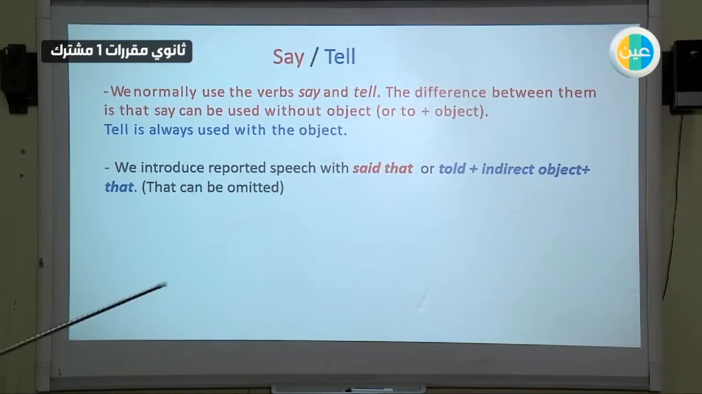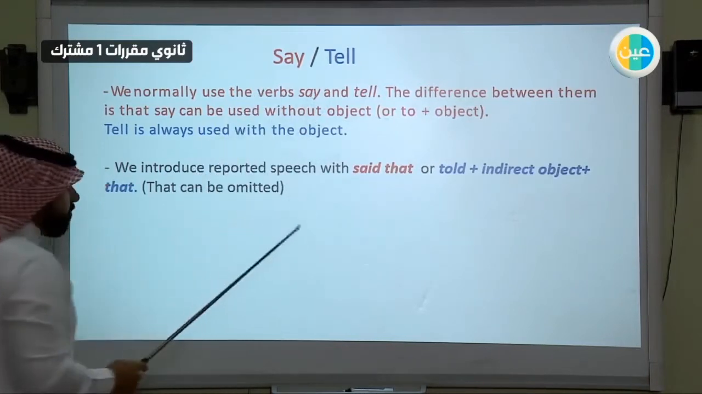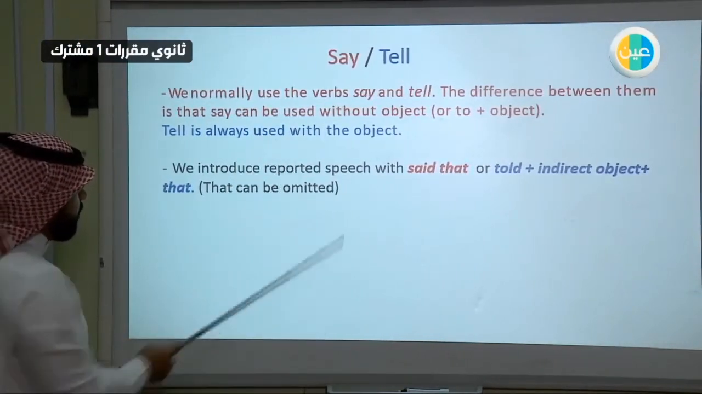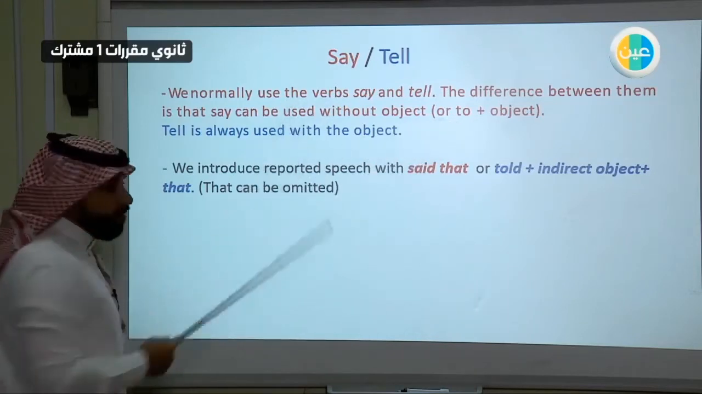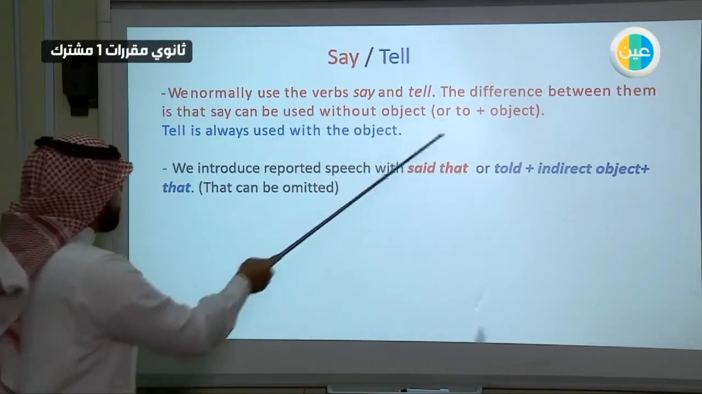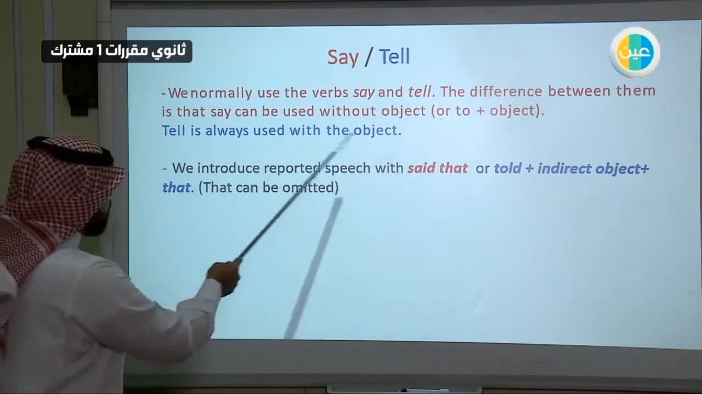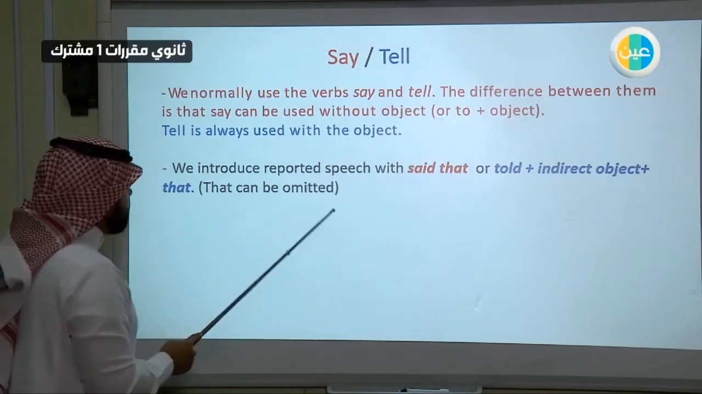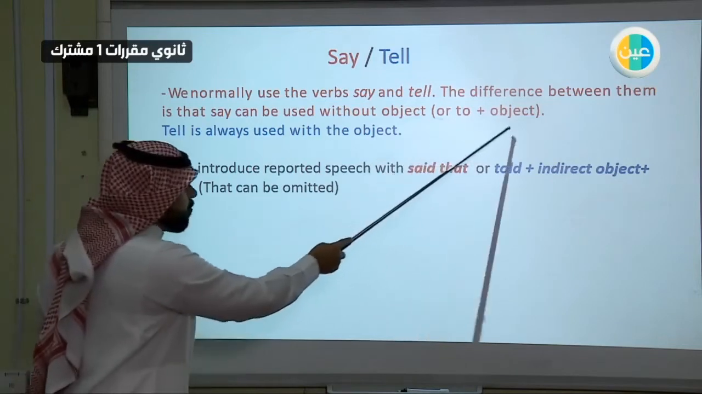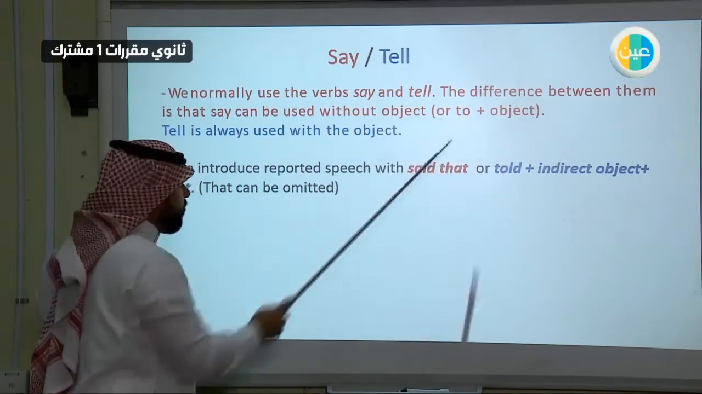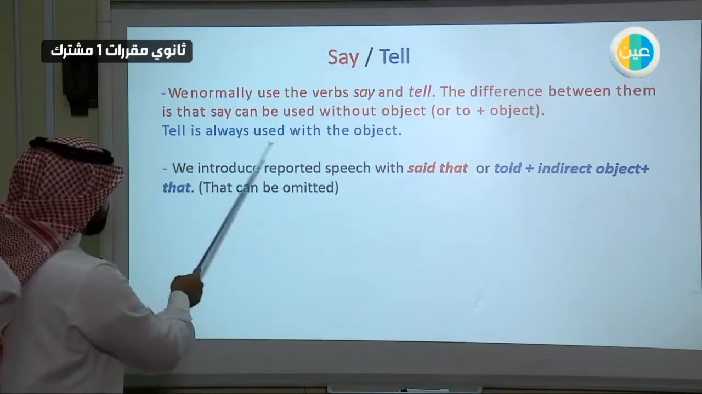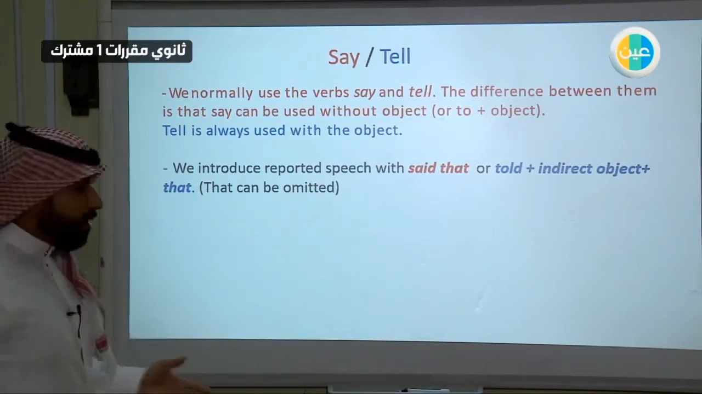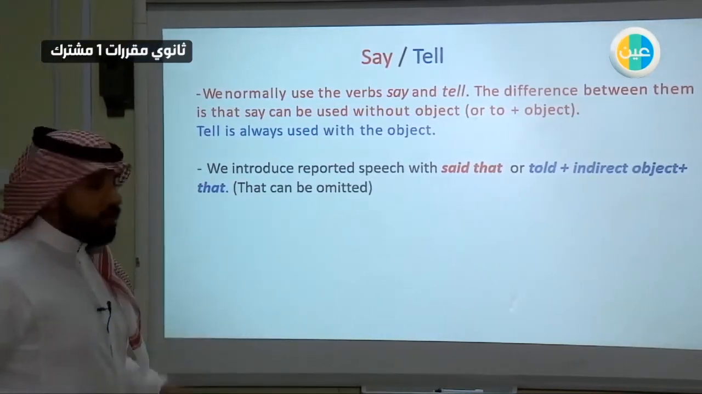Say and tell, we already had these, but we will talk about them again. We normally use the verbs say and tell, and this is the difference between them. We can use both of them in reported speech. The difference is that say can be used without an object, as I told you before. So you can just use say and then the message, without the object, or you can use the object, but you have to use "to" before it. Tell is always used with the object, because when you say something like tell me, tell him, this him or me is the object.